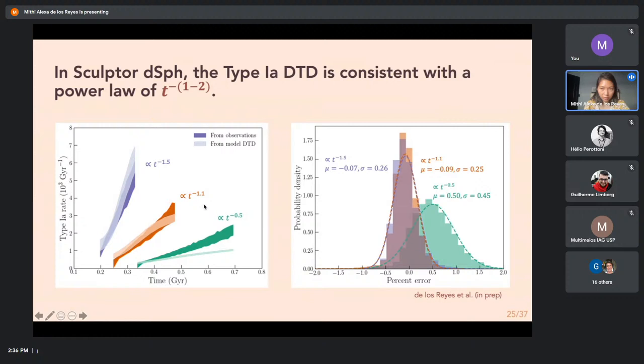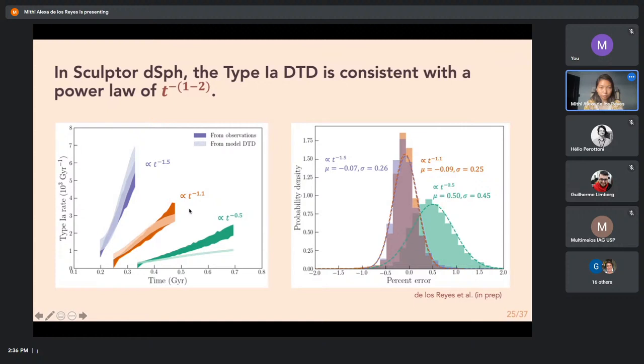So we can quantify this a little better in the plot on the right. Here, I'm just plotting the percent error in histogram. And if the observed and expected rates match, then we expect sort of a Gaussian histogram, or Gaussian distribution, centered at zero. And we see that for these two power laws.